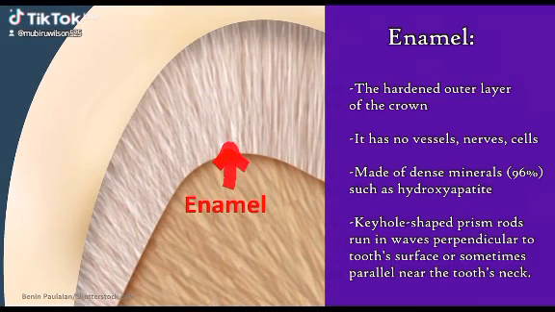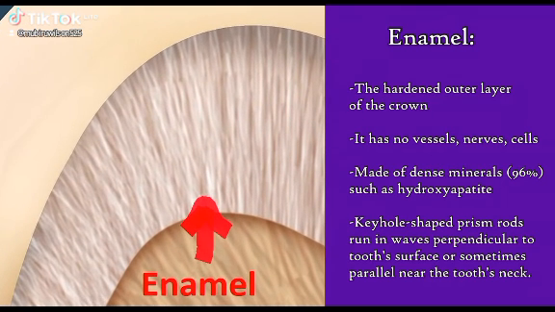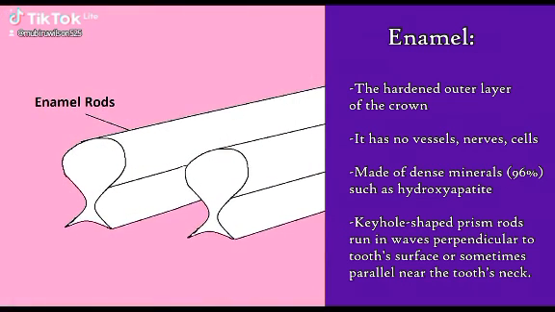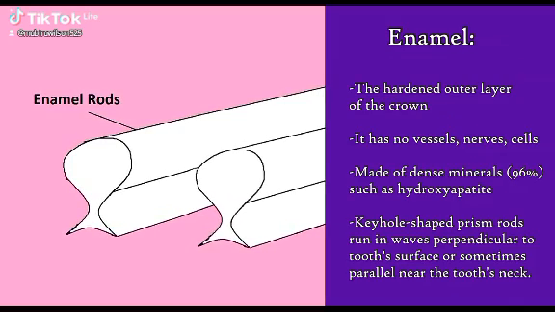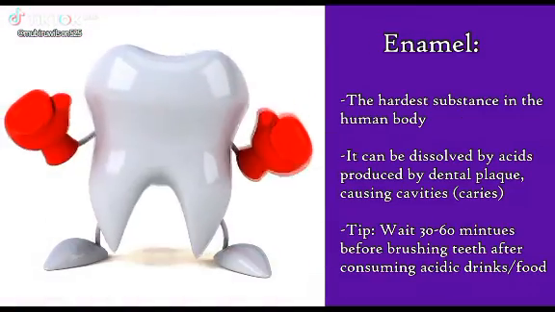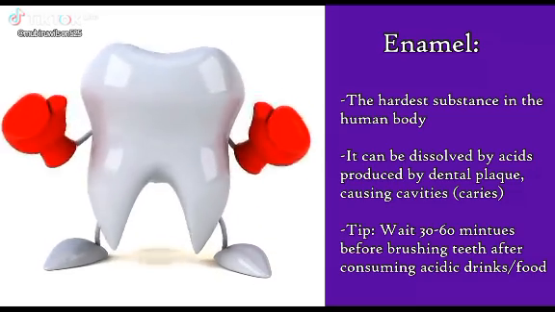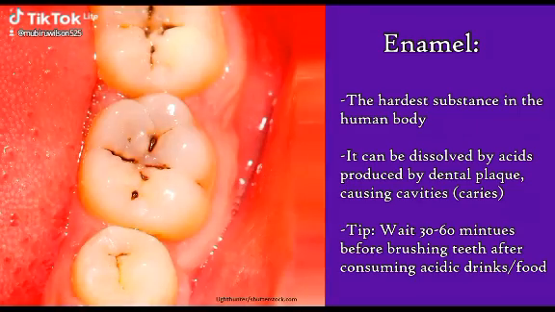Enamel, which makes up the hardened outer layer of the crown, does not contain living tissue such as vessels, nerves, or cells. Instead, it is mostly comprised of a dense arrangement of minerals such as hydroxyapatite, which are formed into tiny prism rods that run in a wave pattern perpendicular to the tooth surface, though they can also run parallel near the tooth's neck. Although enamel is the hardest substance in the human body, it can be dissolved after prolonged exposure to acid produced by dental plaque, which can eventually lead to the development of cavities.